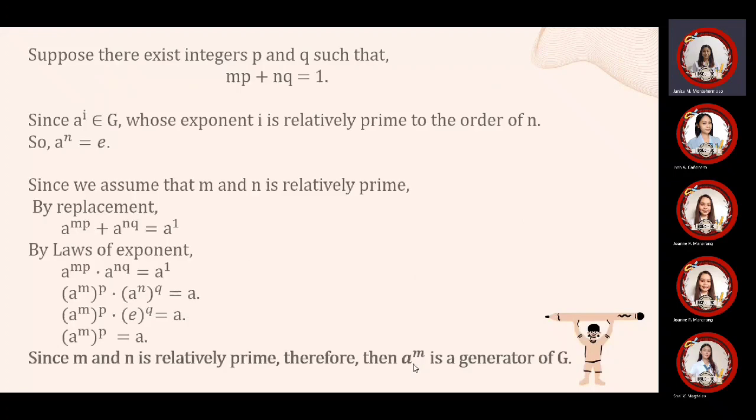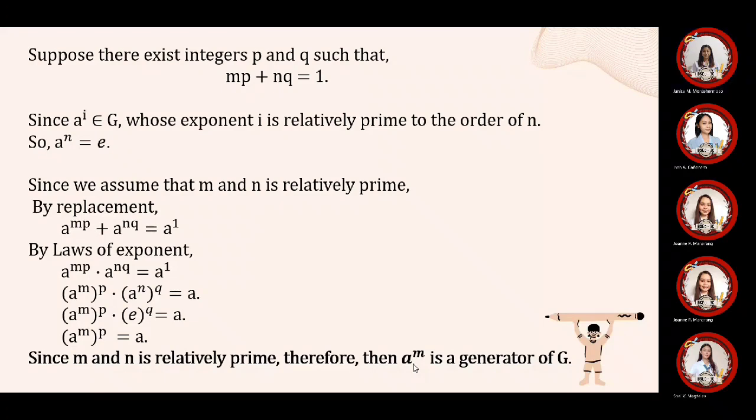Next po. And then suppose there exist integers p and q such that mp plus nq is equal to 1. Since a raised to i is an element of G and whose exponent i is relatively prime to the order of n, we have now a raised to n equals e. And we assume that m and n are relatively prime. By replacement, we have a raised to mp plus nq equals a raised to 1. So by laws of exponent, we have a raised to mp multiplied by a raised to nq equal to a raised to 1.